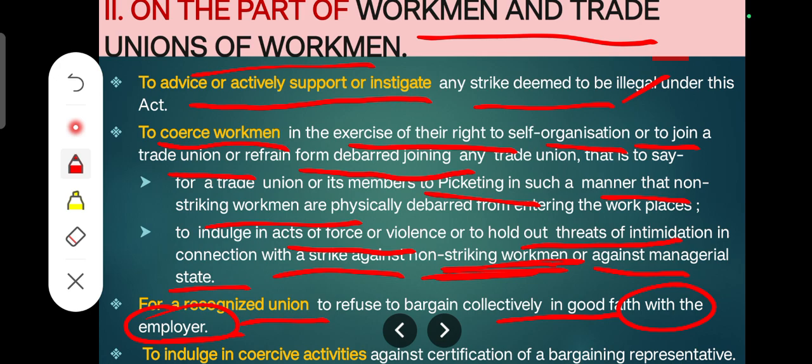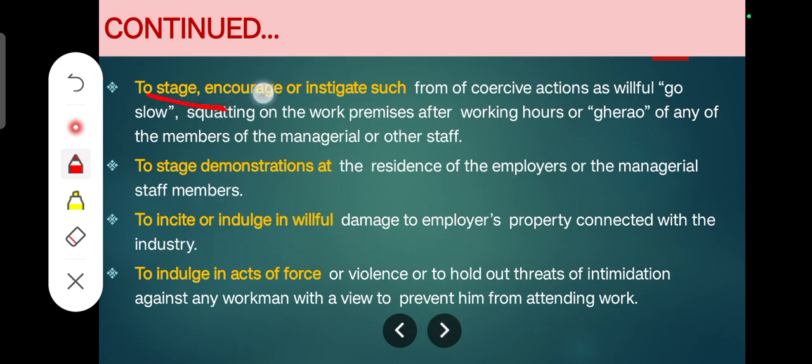To indulge in coercive activities against certification of a bargaining representative. You are coercing, indulging into the coercive activities. To stage, encourage, instigate any coercive activities such as willful go slow, squatting on the work premises after working hours, or gherao, or any of the members of managerial or other staff. You are just involving yourself in such activity. Go slow means doing the work slower, willingly, without any reason. Gherao means you want to have a gherao around the people of managerial persons without having any legal strike notice. This is again unfair labor practice on the part of workers.